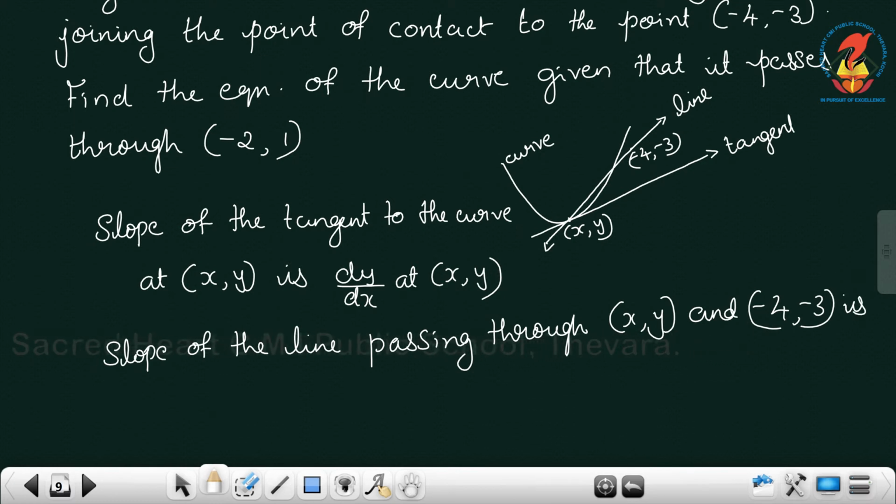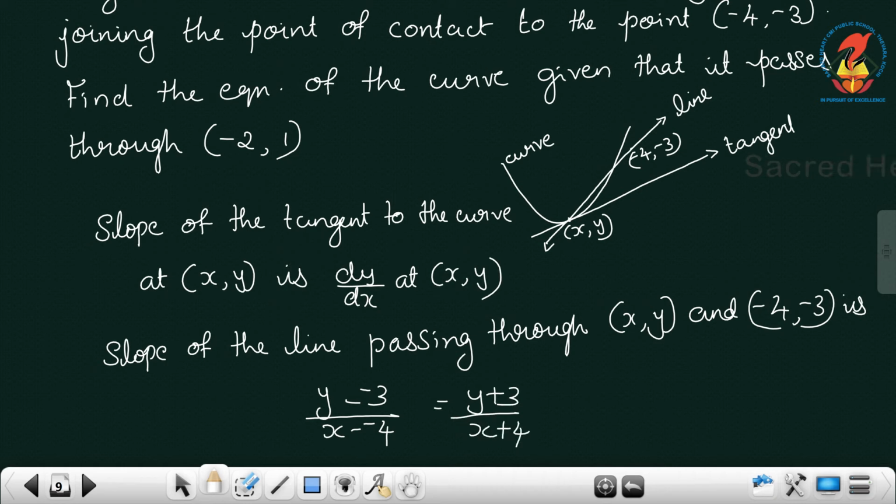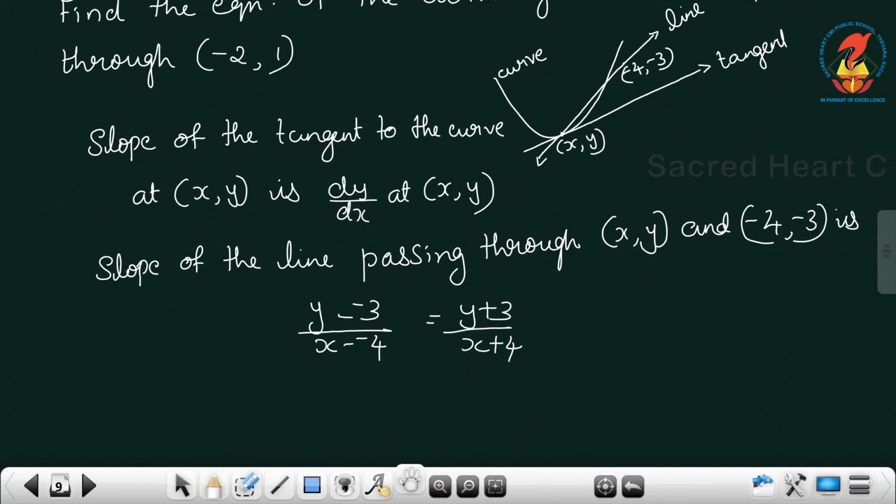What is the slope of a line passing through 2 points? y2 minus y1 by x2 minus x1. So, y minus -3 by x minus -4, or you can write -3 minus y by -4 minus x. So, that is equal to y plus 3 by x plus 4. So, what is given in the question? This is twice of this.